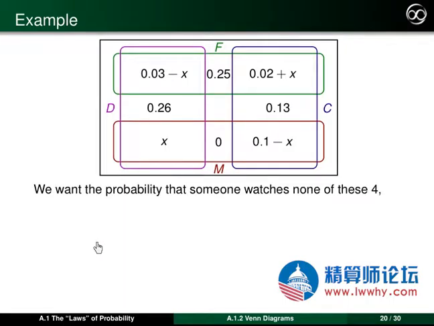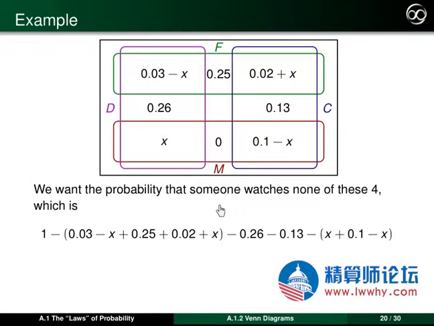To watch none of the 4, I just want to do 1 minus all these pieces that I have. Perhaps I want to solve for X first, although it turns out to not be possible. I don't have enough information to solve for X. That turns out not to matter, though. Because here, look at this coolness that happens. I just do 1 minus all these pieces.